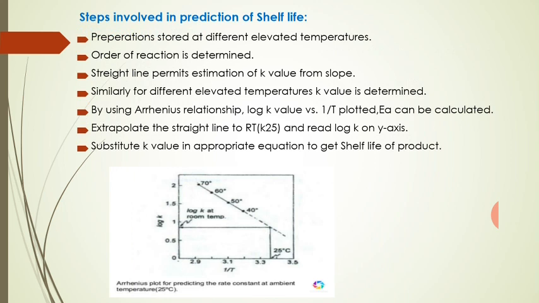Now, from the graph, by extrapolation of the line to room temperature, that is 25 degrees Celsius, we can read the value of log K on the y-axis. So by substituting this K value in the appropriate equations, we can get the shelf life of the product. So this is the first method for determination of shelf life.